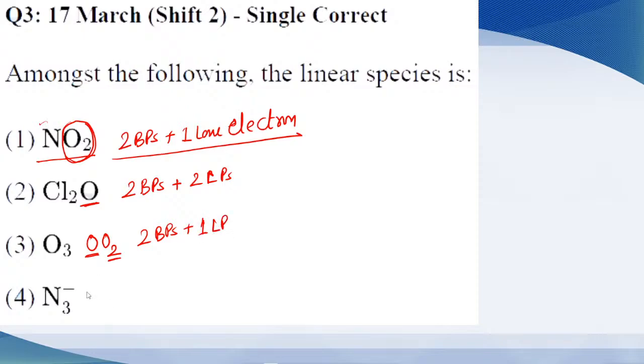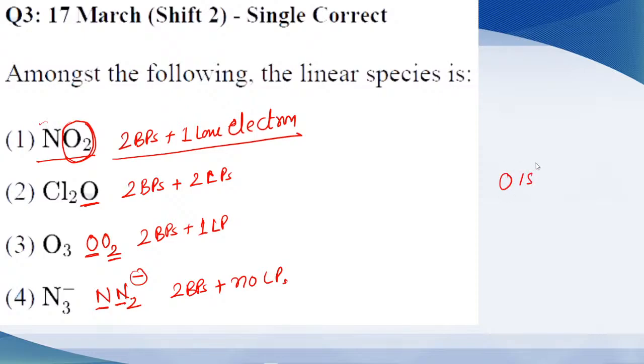Okay. But in N3 negative, take it again as NN2 negative. 2 bond pairs. And how many lone pairs? Say nitrogen uses 3 electrons. So total electrons used by 2 nitrogens are 6, and nitrogen has 5 valence electrons and 1 negative. So 6 valence electrons. All the 6 are used. So no lone pair. See the difference.